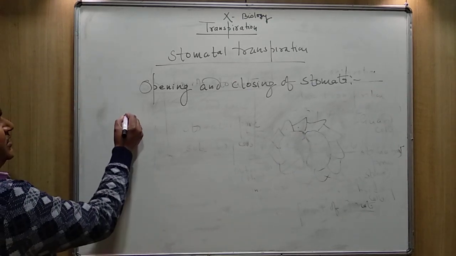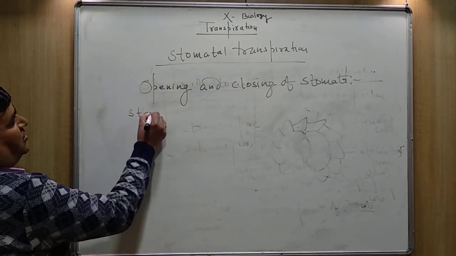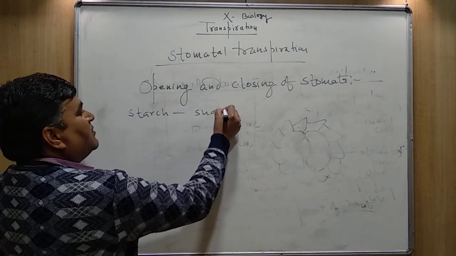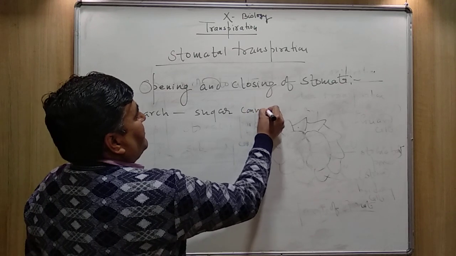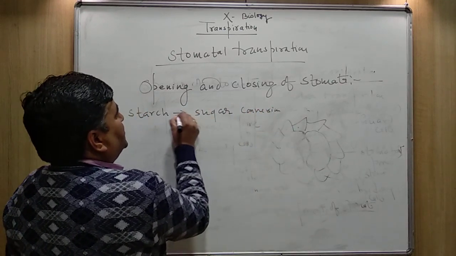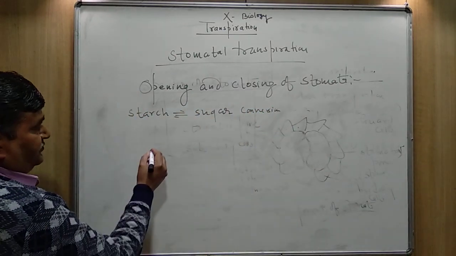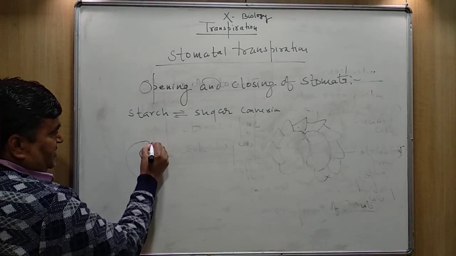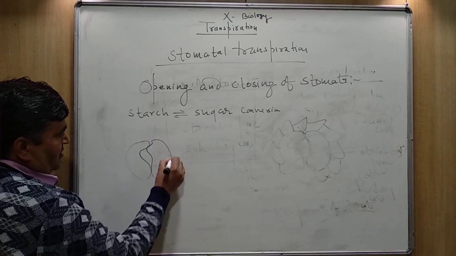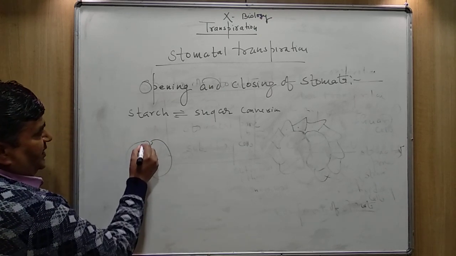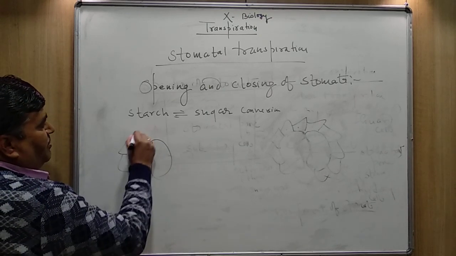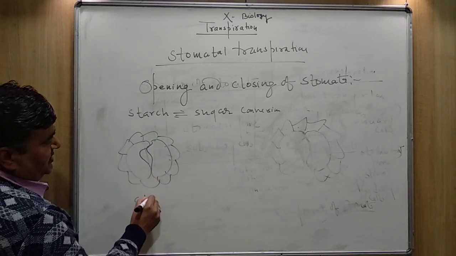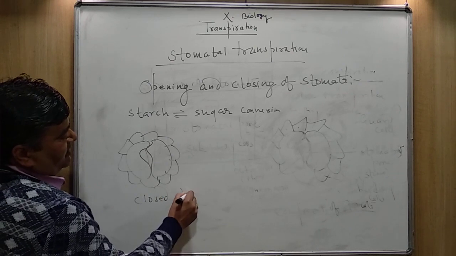that is called starch sugar conversion. Starch sugar conversion. You can see here, suppose this one is the stomata and this stomata is closed. This one is the closed stomata.